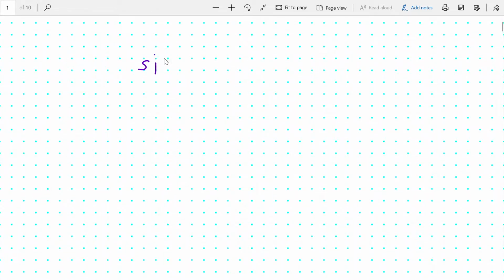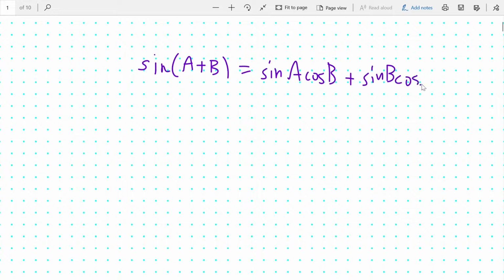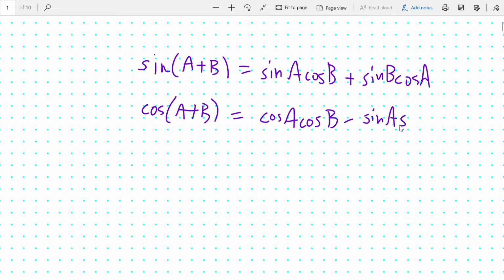that basically at the moment the two identities that I will just sort of tell you that I've memorized already is that sine A plus B is equal to sine A cos B plus sine B cos A. And secondly, it's also the case that cosine A plus B equals cos A cos B minus sine A sine B.